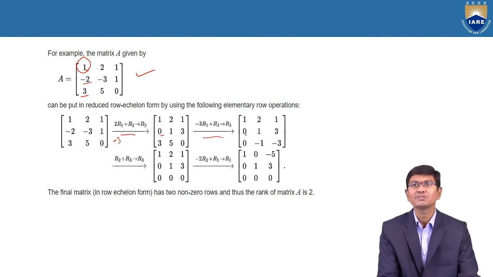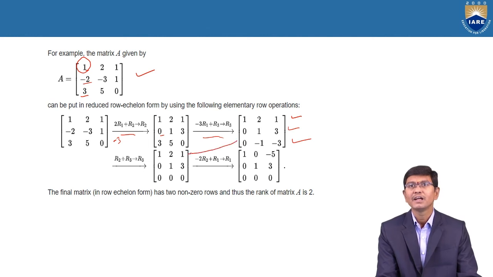Therefore, the conclusion is that the first row is 1, 2, 1, the second row is 0, 1, 3, and the third row is 0, minus 1, minus 3. Finally, applying minus 2 R1 plus R2 and the last operation, the matrix becomes 1, 0, minus 5; 0, 1, 3; 0, 0, 0.